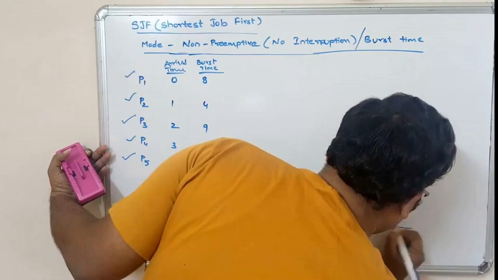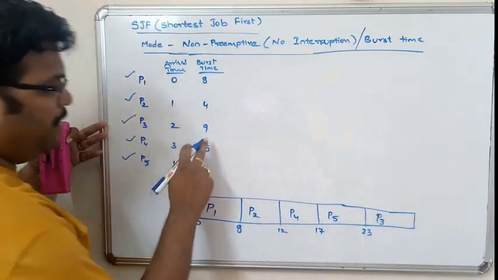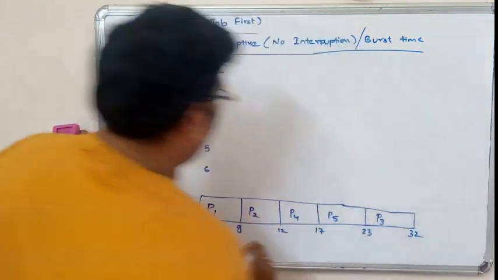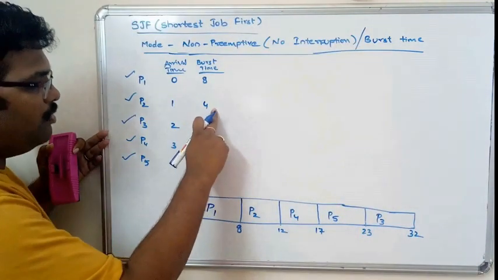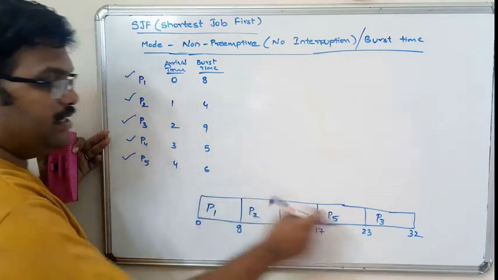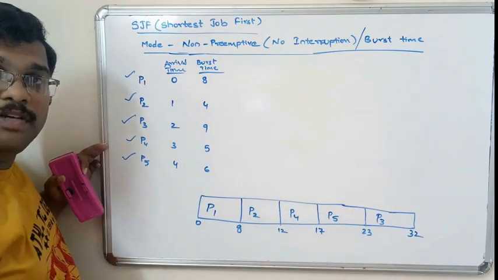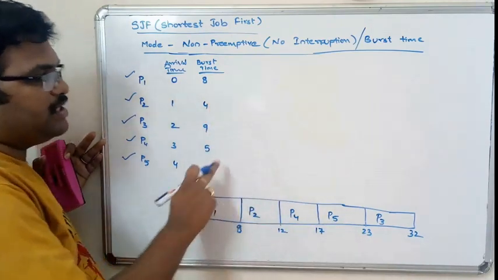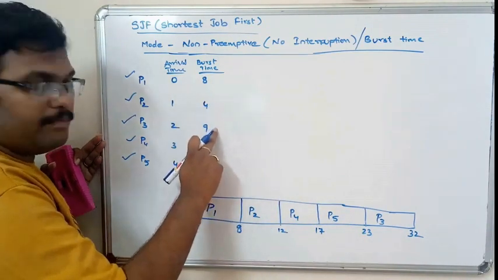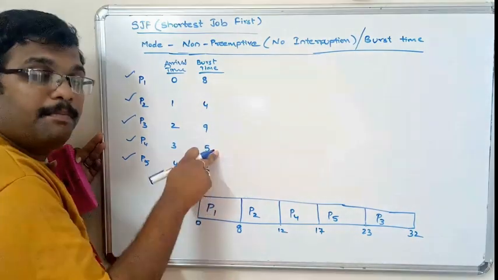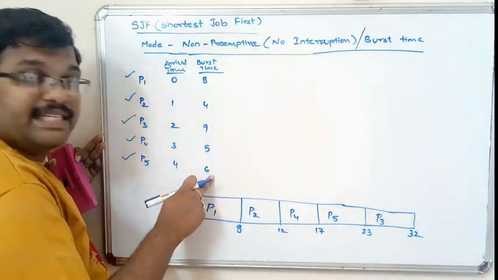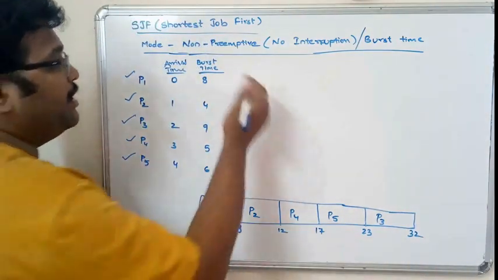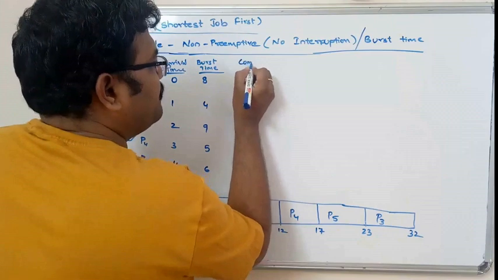Automatically P3 will be allocated to the CPU, and P3 will run till 32. Now count this one: 12, 21, 26, 32, right? The total time required to complete all these processes is 8 plus 4, 12, 12 plus 9, 21, 21 plus 5, 26, plus 6, 32. So 32 milliseconds is required to complete all the processes. Now, what is the completion time?